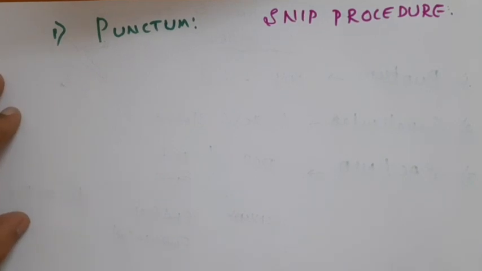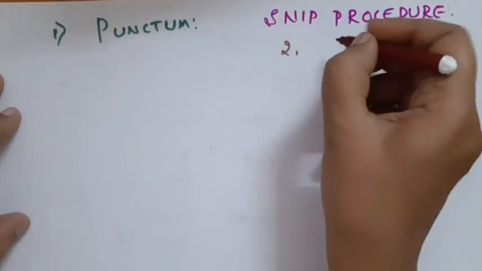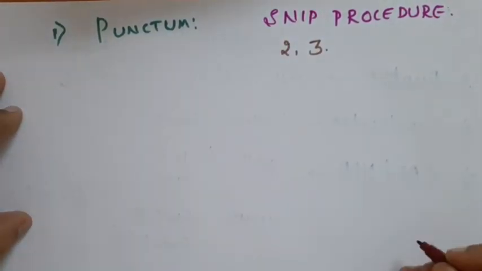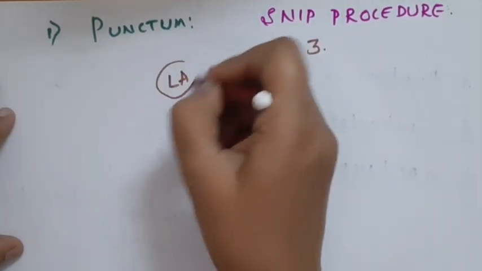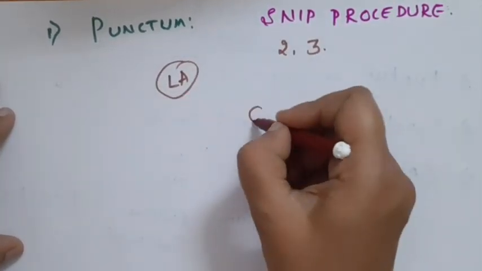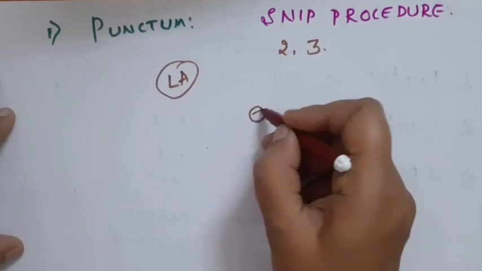So in case of the punctal stenosis or the punctal obstruction, the surgery we do is the snip procedure. It is either the 2 snip procedure or the 3 snip procedure. The procedure can be done under local anesthesia only. So what we do here, this is the punctum. So there is stenosis here.